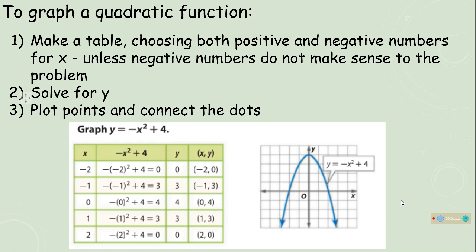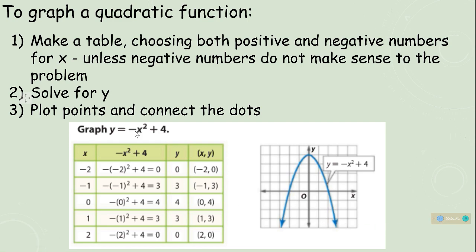So if you were to graph a quadratic function, you would make a table and you would choose both positive and negative numbers for x. Now you would do this unless the numbers for x being negative don't make sense. Like for instance, if you're doing time, since time can never be negative, you would only use positive numbers. Once you pick your values for x, your domain, then you will solve for y. You'll connect the dots and you'll end up with a parabola.